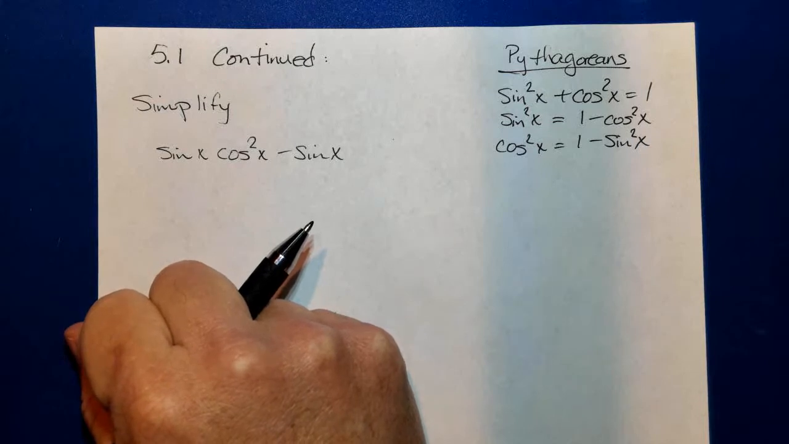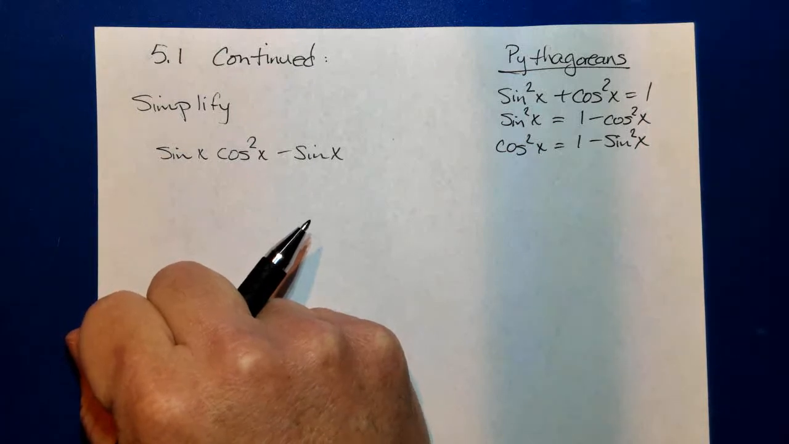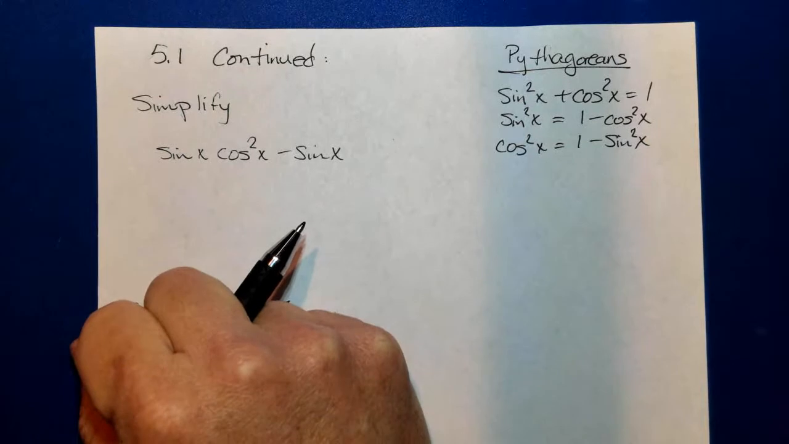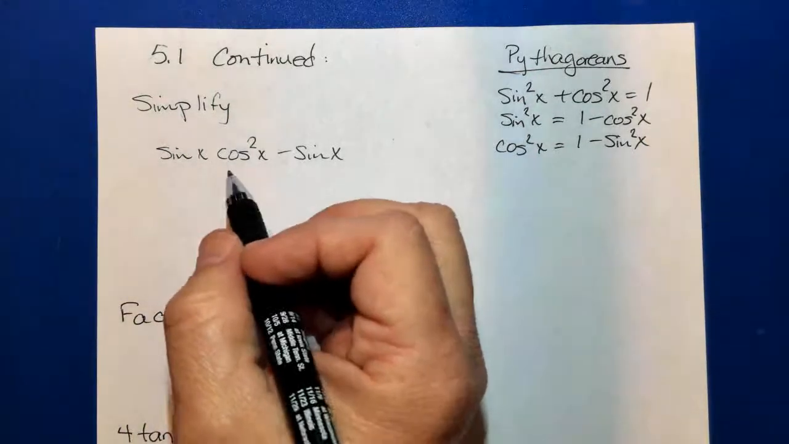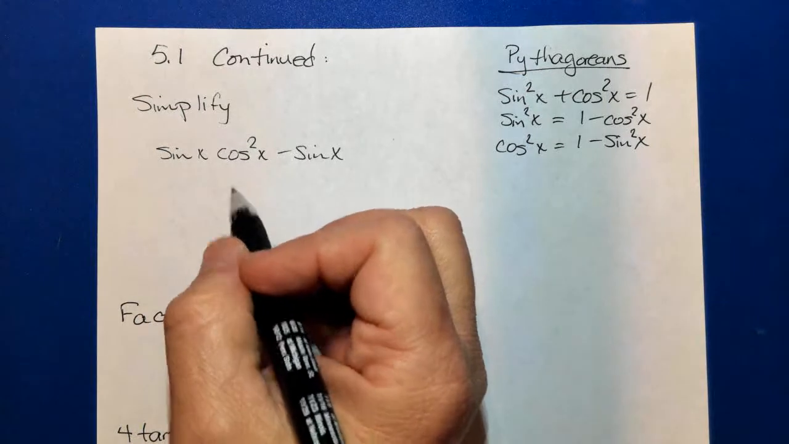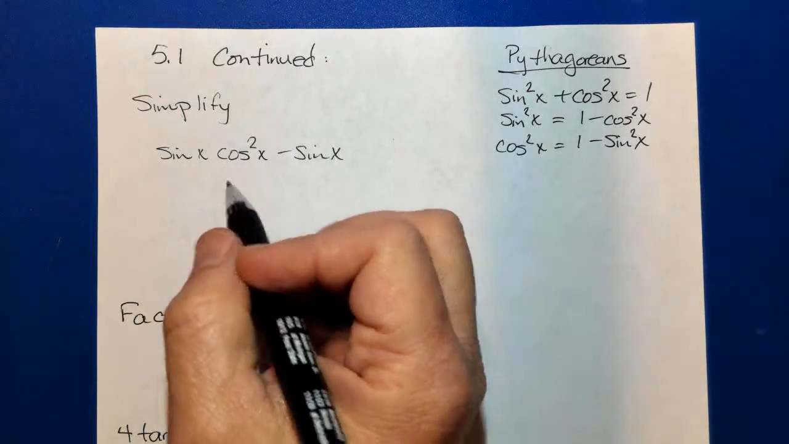So the last part of 5.1, we've been dealing with using these fundamental identities, and we'll do a few more examples just to show you what some of the advanced problems look like. This is a simple factoring problem. We're asked to simplify this expression.